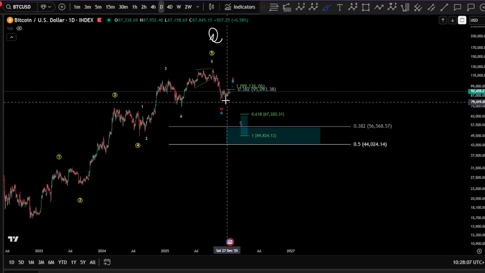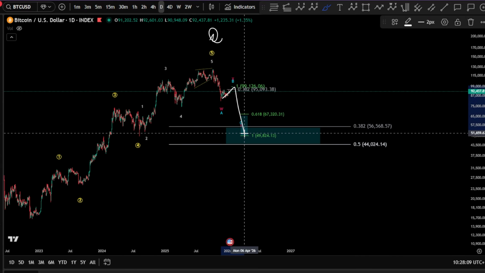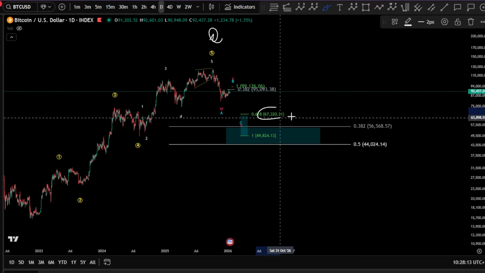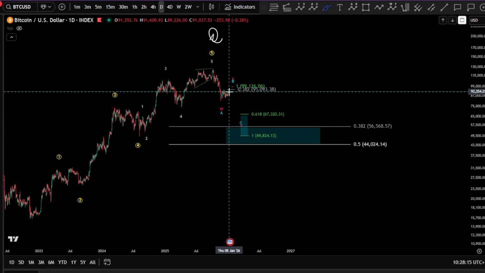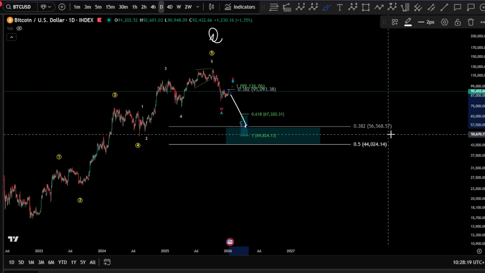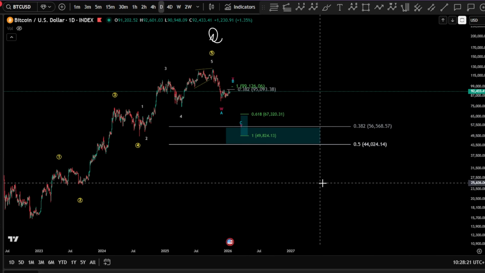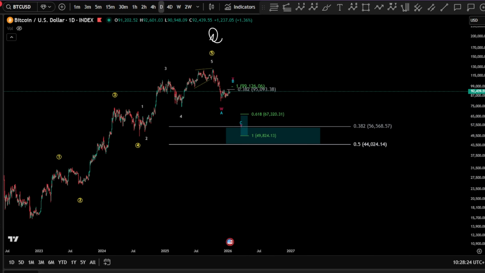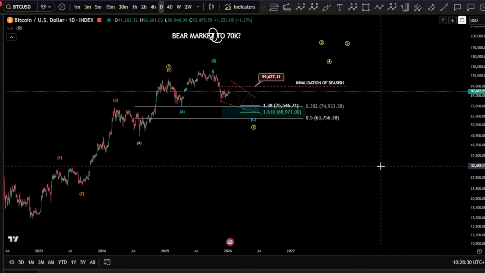So it's true that we are pushing for higher, but later on it might go lower than the previous scenario, lower than the 67K, 68K, and it might reach the 0.38 here at 56K 500. So that is very interesting, what's going on in this area. It tells a lot for the next possibility.